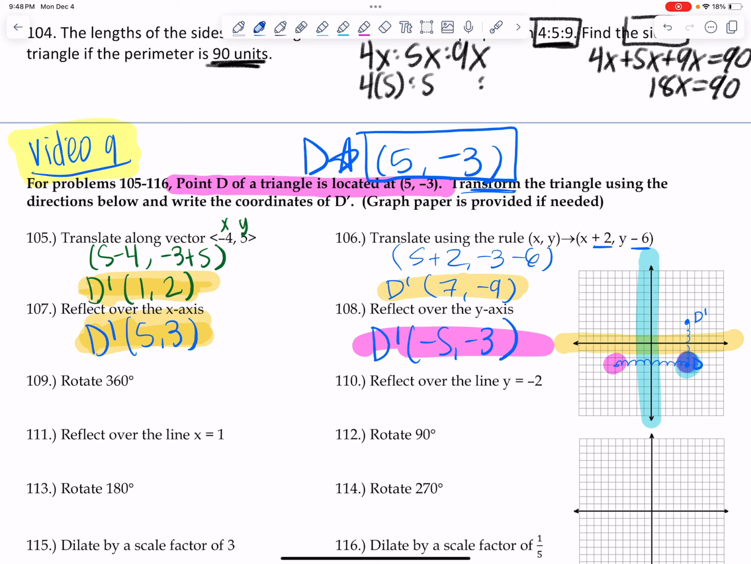When you rotate something 360 degrees, it stays in the exact same spot. It's like a dog doing a full circle. Like when my dog gets the zoomies after he takes a bath, he does a full 360. And so he winds up back in the same spot. So that would just be at (5, -3).